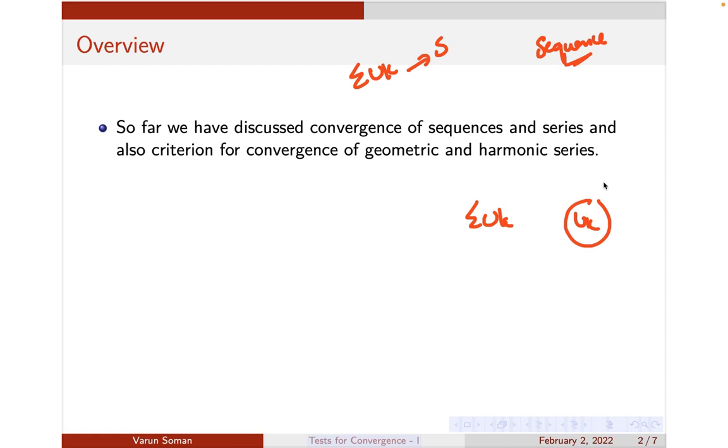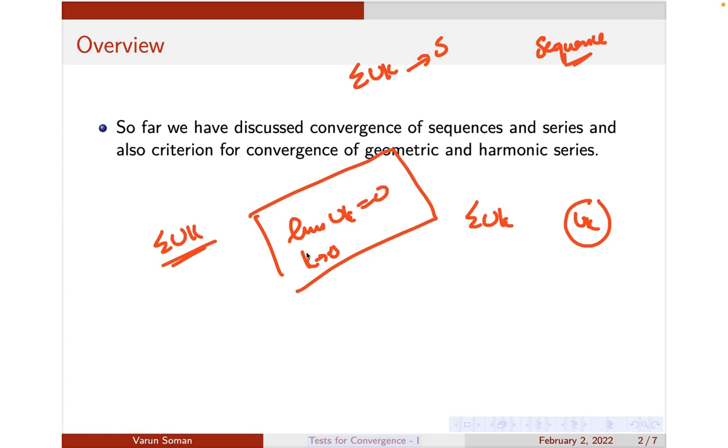That idea will be formally used as a test. It is called the kth term test or nth term test. If sigma uk is a convergent series, definitely the limit as k tends to infinity of uk should be zero. This is one simple test which will help you to decide whether a series is divergent or not.